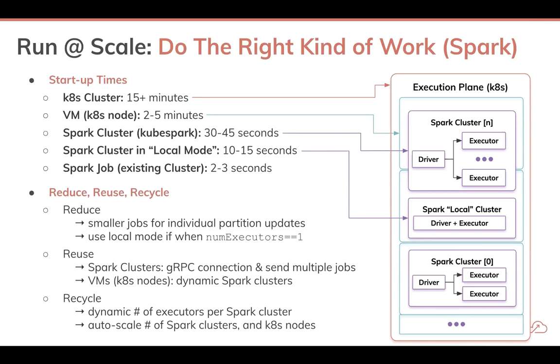Thirdly, on recycling, we use dynamic numbers of executors for every Spark cluster, and we auto-scale the Spark clusters and dynamically create the Spark clusters as well as the Kubernetes nodes. So this entire thing essentially ebbs and flows based on the demand itself. So this all in all together really helps us make sure that at a control plane level, it sends the right kind of job to the right piece of Spark infrastructure to really optimize and get us the efficiency and performance that we're looking for.